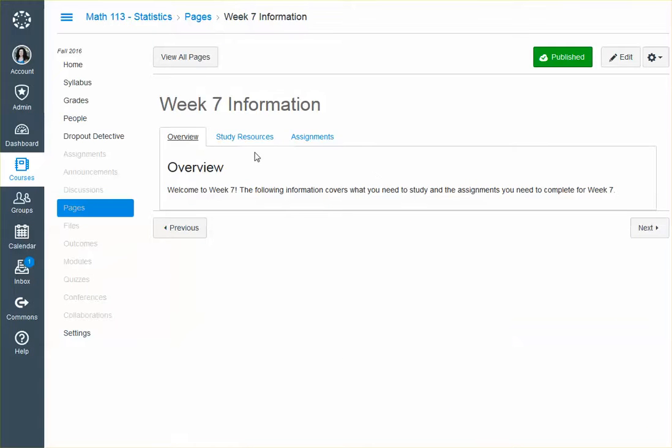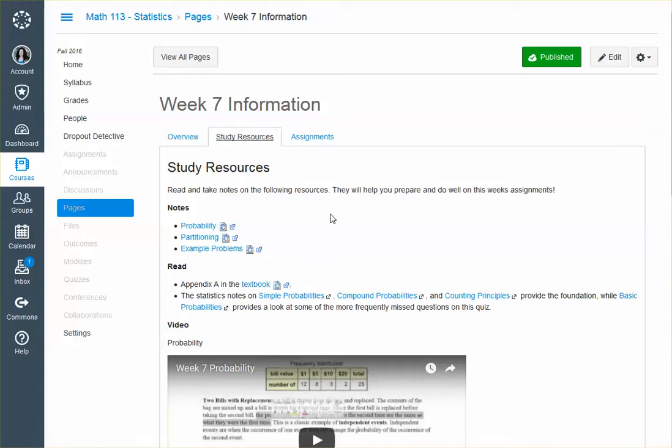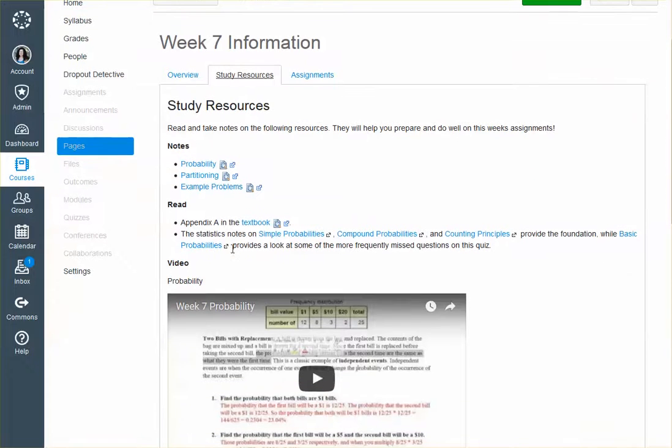So here's our week 7 information, which I haven't added this video to yet. But for your study resources, you've got notes on probability, partitioning, and some example problems. You're not going to be able to do the example problems without doing the probability and partitioning first, but those example problems should really help you with the quizzes. So make sure you do the example problems. Make sure you're reading Appendix A in the textbook and then these statistics notes.